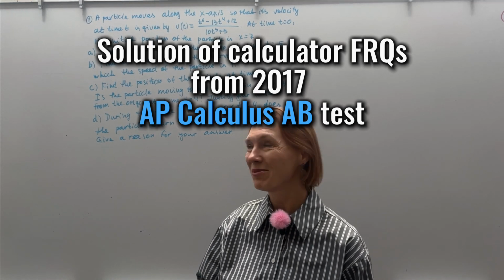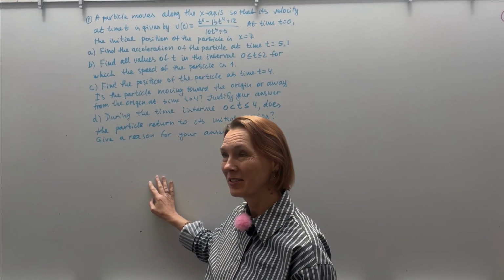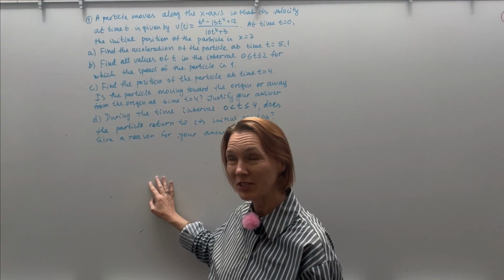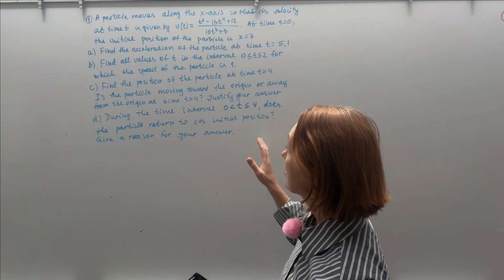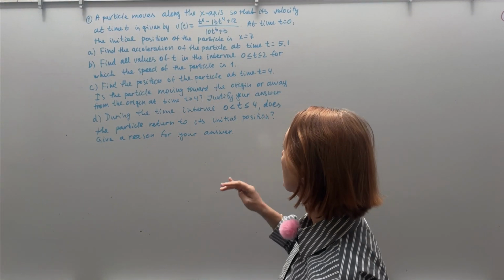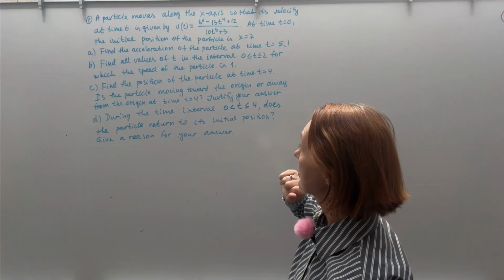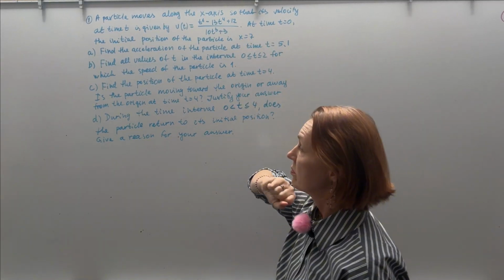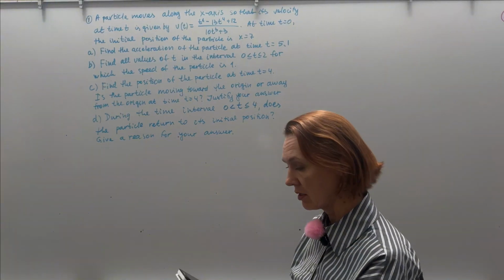Hi, today we are solving a problem from the free response calculus test from the year 2017. The first problem is done using a calculator. It is about a particle that is moving along the x-axis. We are given the velocity of the particle and the initial position of the particle. Question 1 is to find the acceleration of this particle.